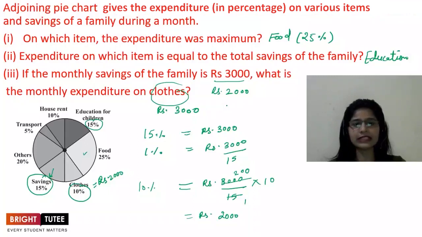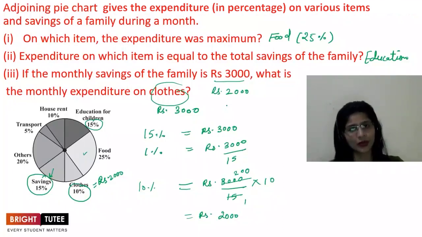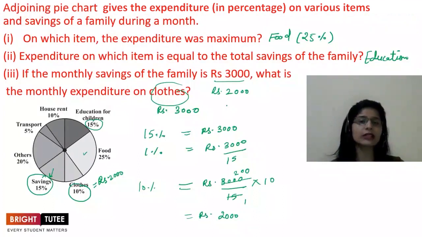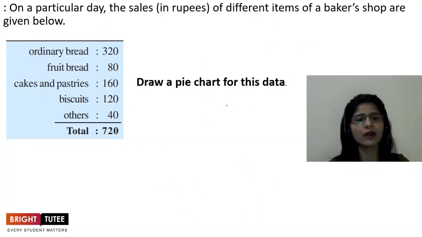So the monthly saving was given as rupees 3000, and we were asked about the monthly expenditure on clothes in terms of rupees only, not as a percentage. As a percentage, it is already given. We have converted into rupees. Clear? So this is how we solve the questions, or use the pie chart, or I say the circle graph, to depict the information, to analyze the data, to interpret the results, to reach the conclusions. Clear? Let's move ahead now.